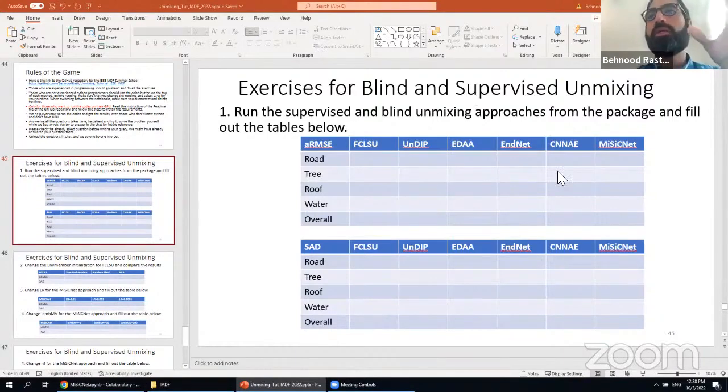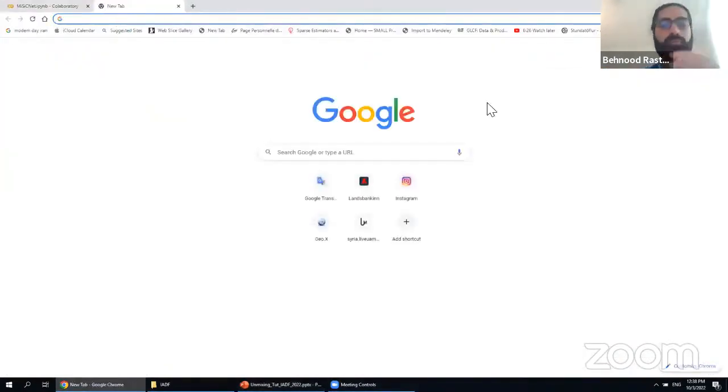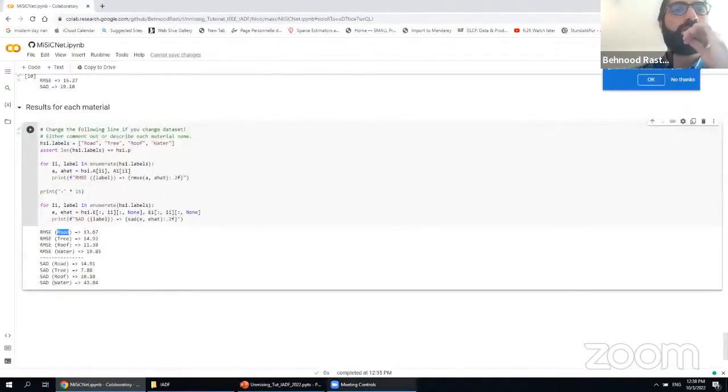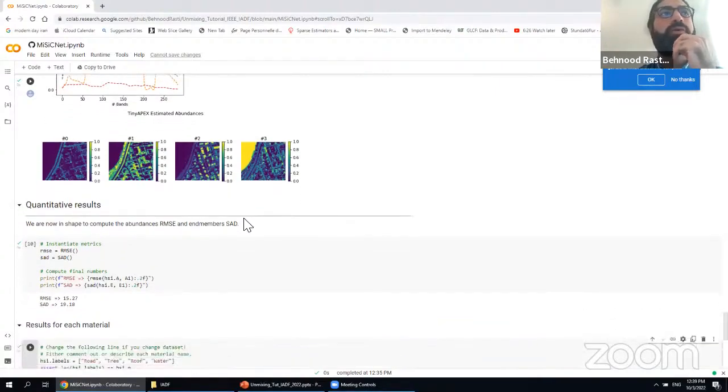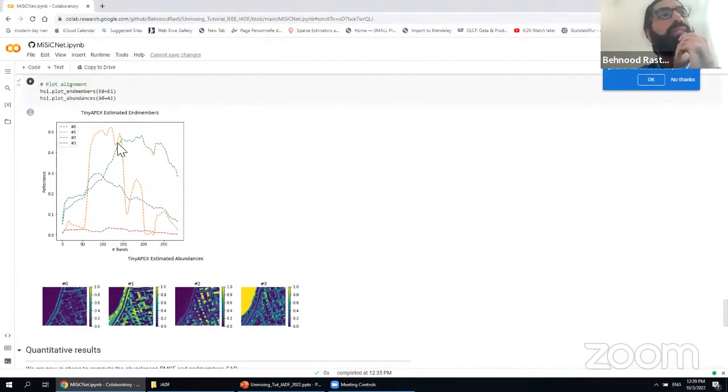I told you briefly about the dataset. Let me see if I can refer to the page here. Basically, this part is water. Let me explain briefly. Then we have a road section and some houses that we call roof, and some grass. In this case, you have some estimations of the endmembers, and we plot them, and then the abundances. As you see, for instance, this is the result of MrCnet.